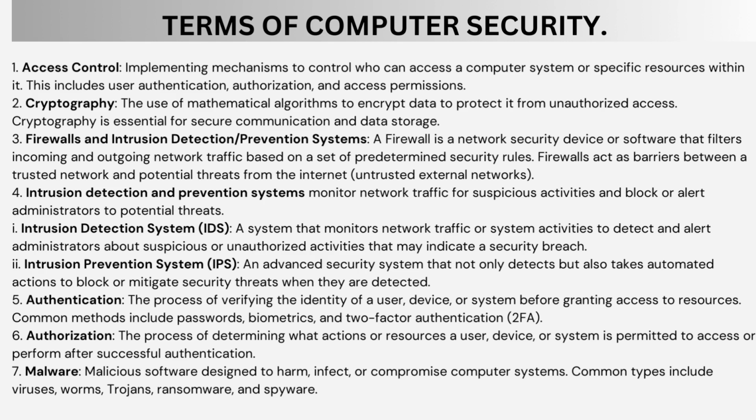Authentication is a process of verifying the identity of a user, device, or system before granting access to resources. Common methods include passwords, biometrics, and two-factor authentication. Authorization is a process of determining what actions or resources a user, device, or system is permitted to access or perform after successful authentication. Malware, malicious software designed to harm, infect, or compromise computer systems. Common types of malware include viruses, worms, trojans, ransomware, and spyware.